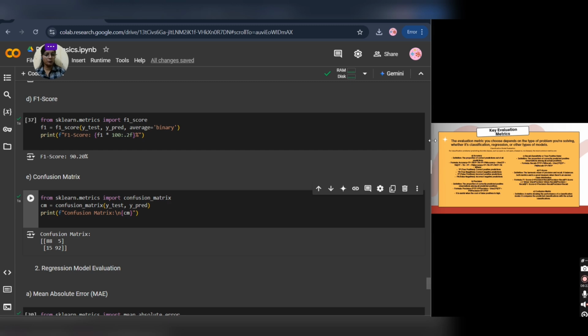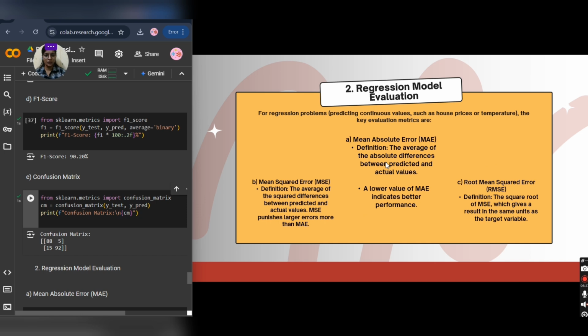Now let us talk about the metrics that are used for regression model evaluation. First is mean absolute error, MAE. The average of the absolute difference between predicted and actual values is defined as the mean absolute error. A lower value of MAE indicates better performance. It means that the lower the mean absolute error, the more accurate our model will be.